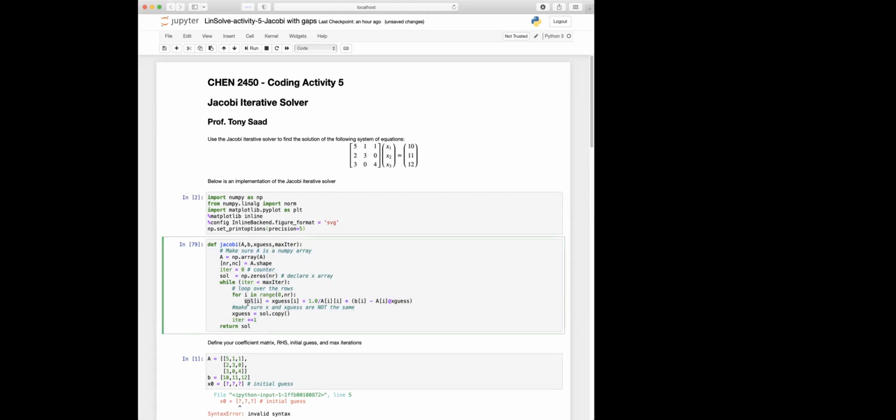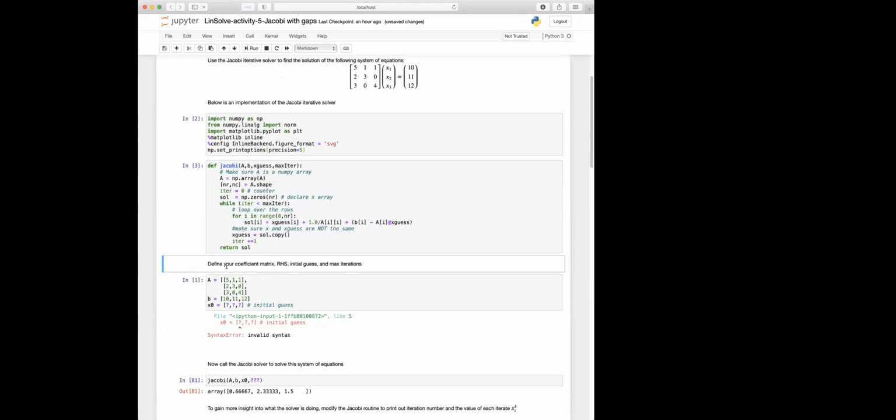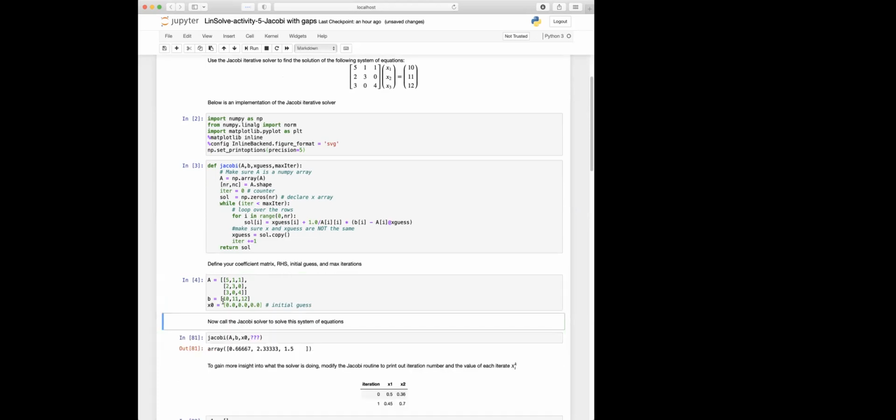Okay, so go ahead and execute that, and I have the Jacobi subroutine implemented. Notice I changed x to solution. So go ahead and execute that one, and then finally here define your coefficient matrix, right-hand side, initial guess, and maximum iterations. Apparently, I did put some gaps over here for you. So this is the coefficient matrix: 5, 1, 1, 2, 3, 0, and 3, 0, 4. With the right-hand side 10, 11, 12. And for your initial guess, put whatever you want. I'm going to put 0, 0, and 0. And that sets our initial guess.